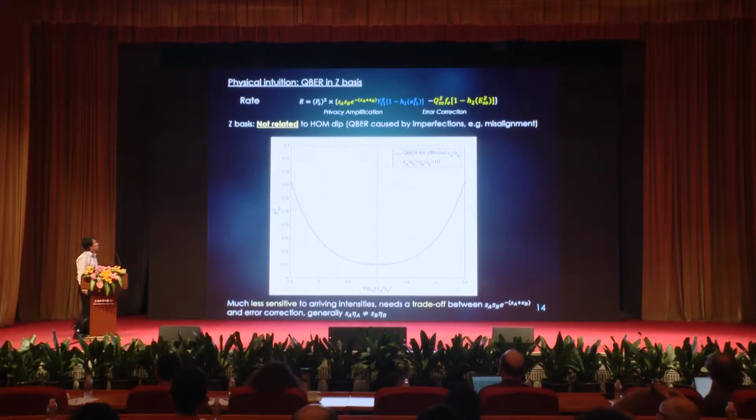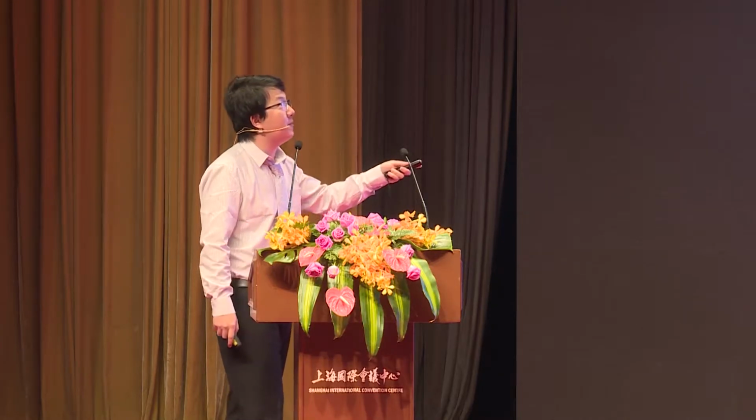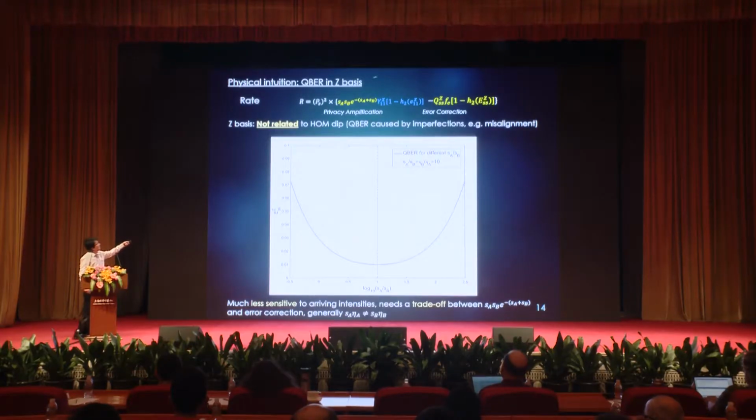But we make the important observation that the z basis of MDI-QKD is not related to Hong-Ou-Mandel interference. In fact, it's caused by imperfections only, such as misalignment. If misalignment is 0, there will be no QBER. So this is an entirely different behavior than the x basis. It's much less sensitive to the arriving intensities. So generally, s_A eta_A is not equal to s_B eta_B. And the signal states will need a trade-off between two parts, this probability of sending single photons, and also this error correction that comes from this QBER. So the actual optimum values are usually found by numerical optimization.